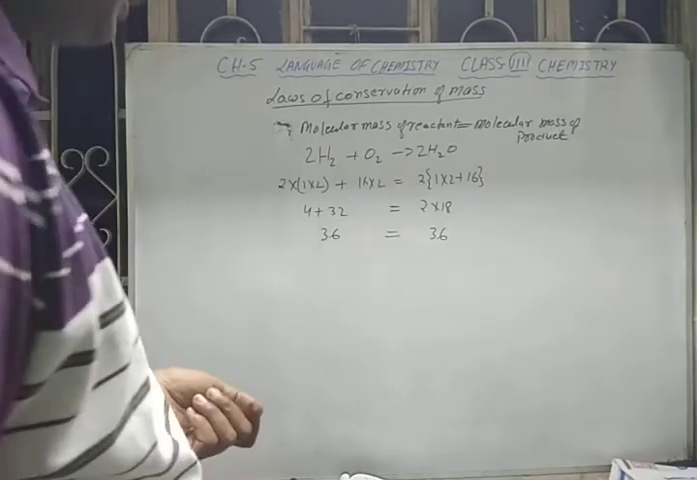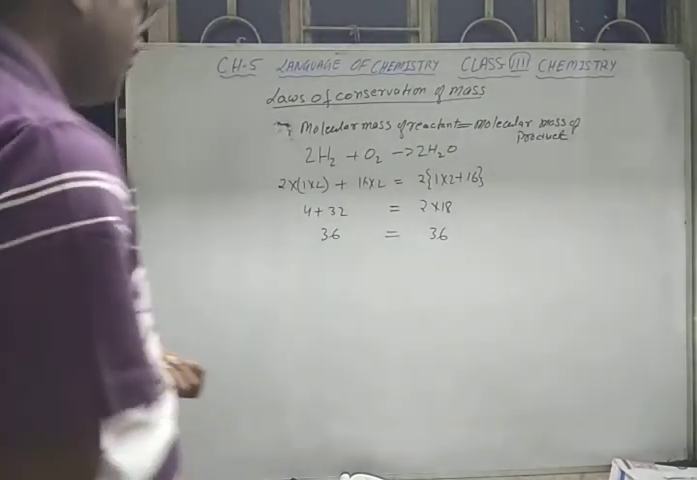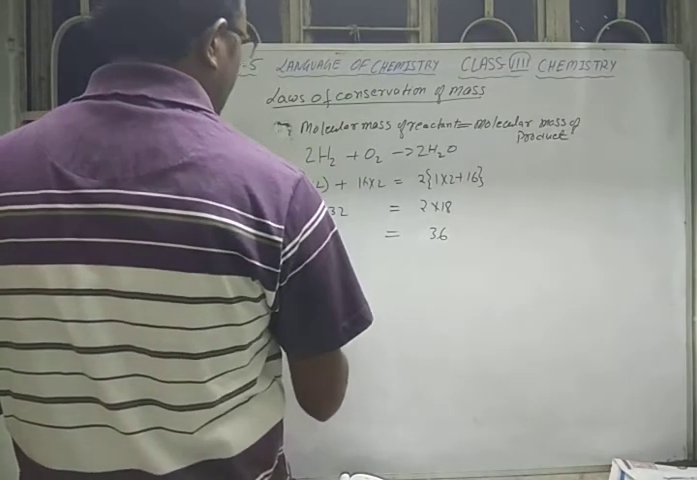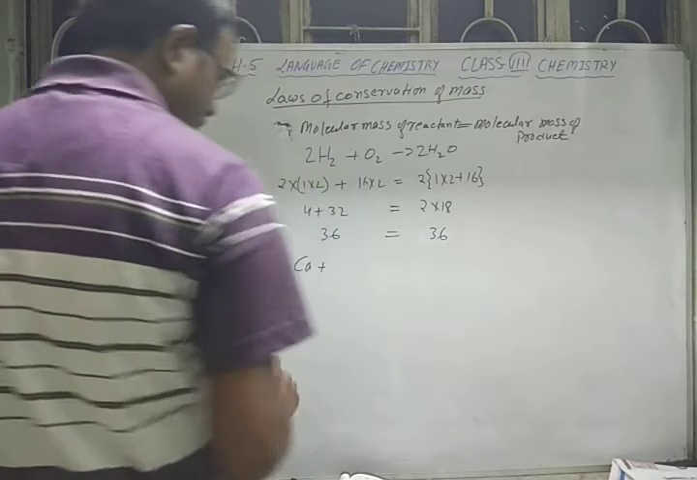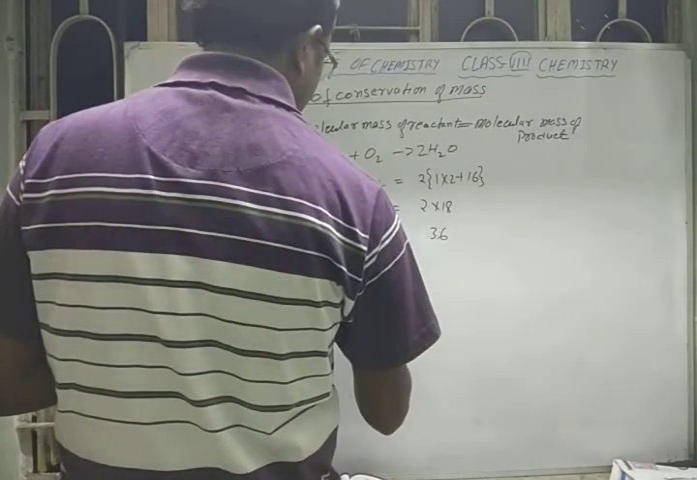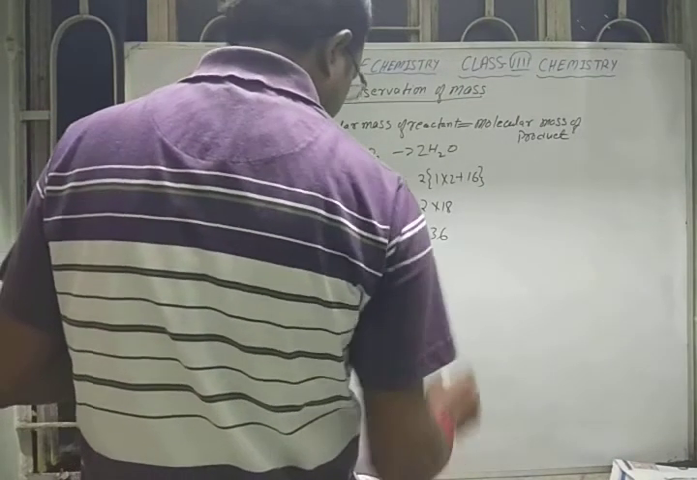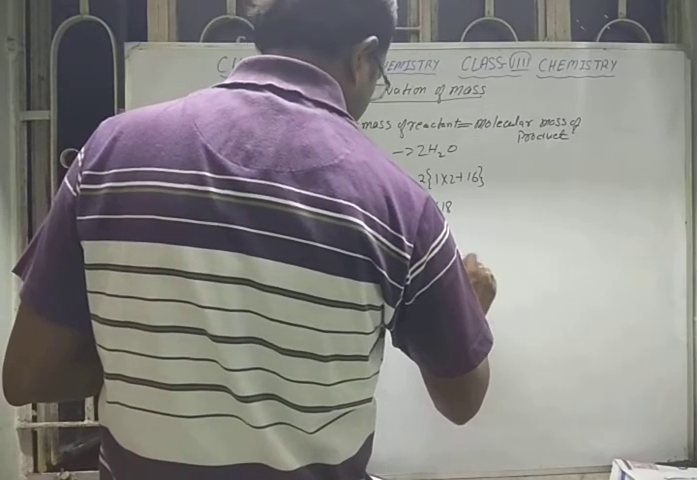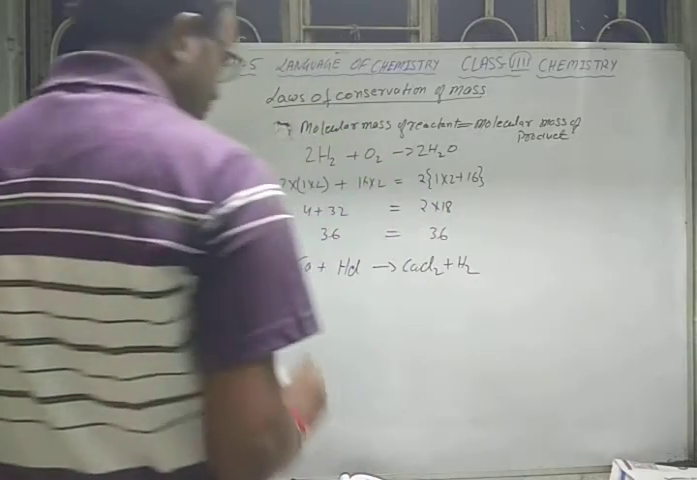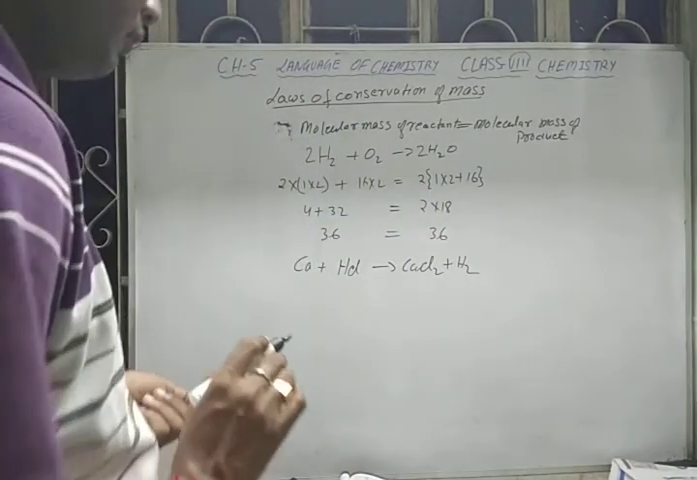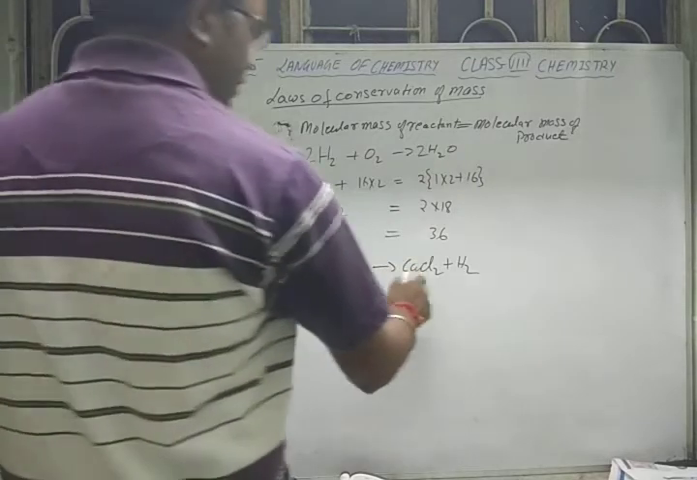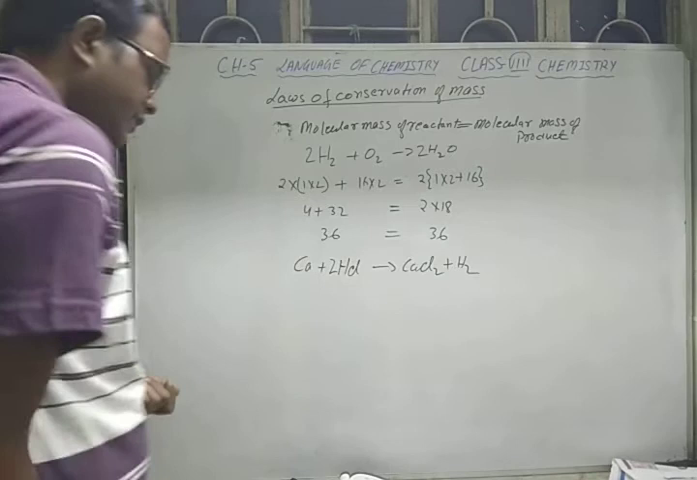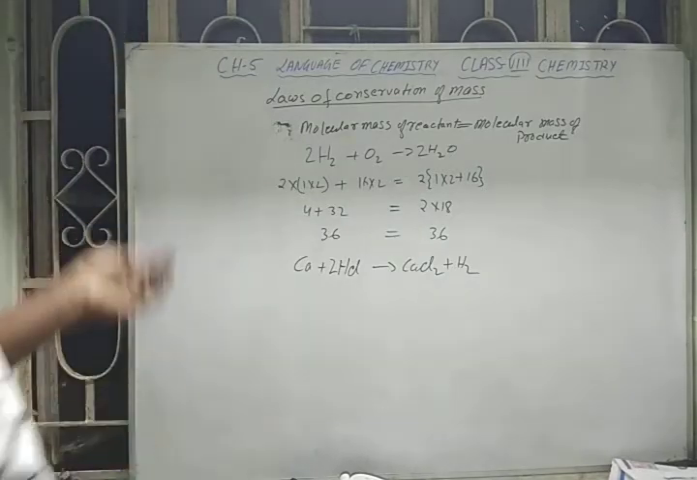Another simple example: suppose you take calcium plus HCl, it gives calcium chloride, CaCl2, plus H2. Now see whether it is balanced or not. It is not balanced because chlorine and hydrogen have two atoms here but one on the other side, so you can put 2 here to balance it. Now you can find it.